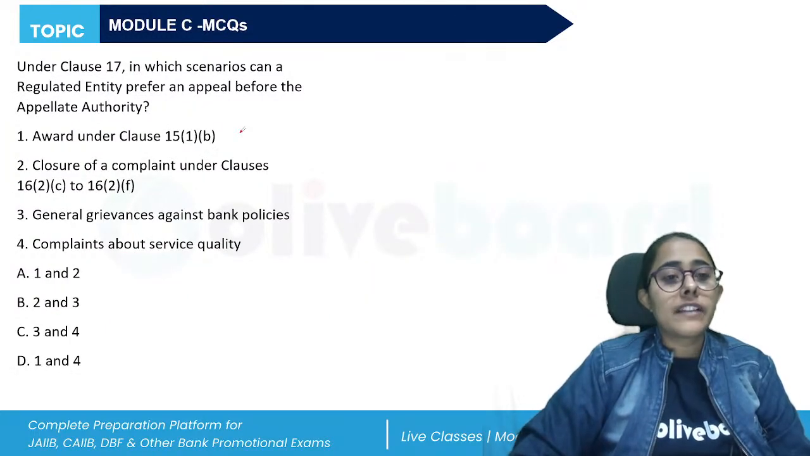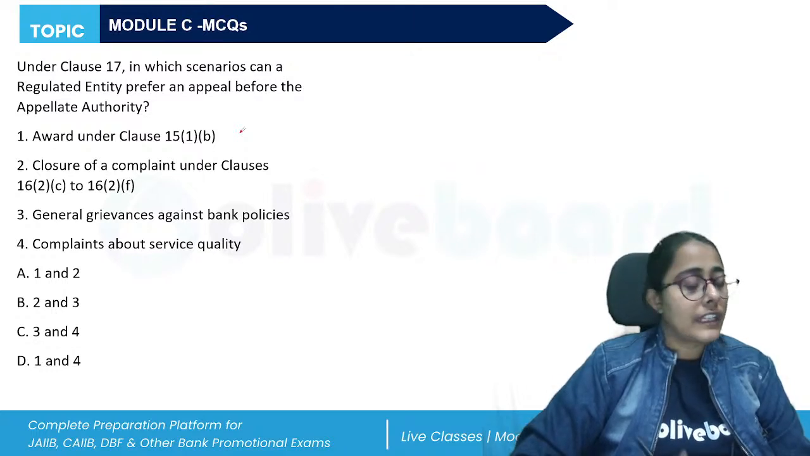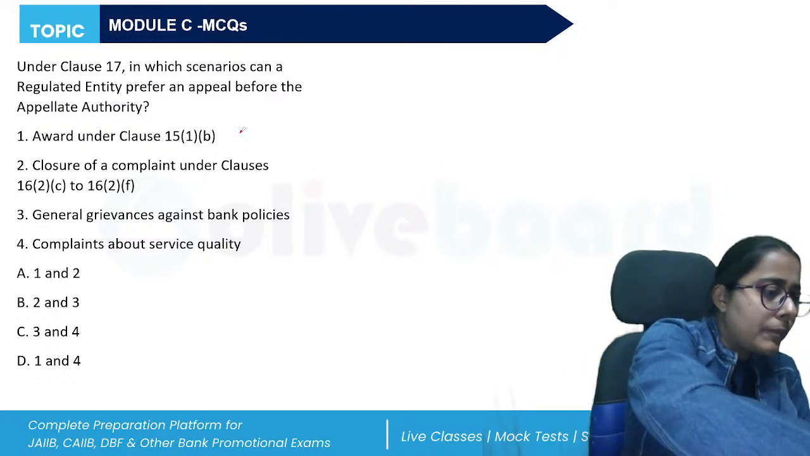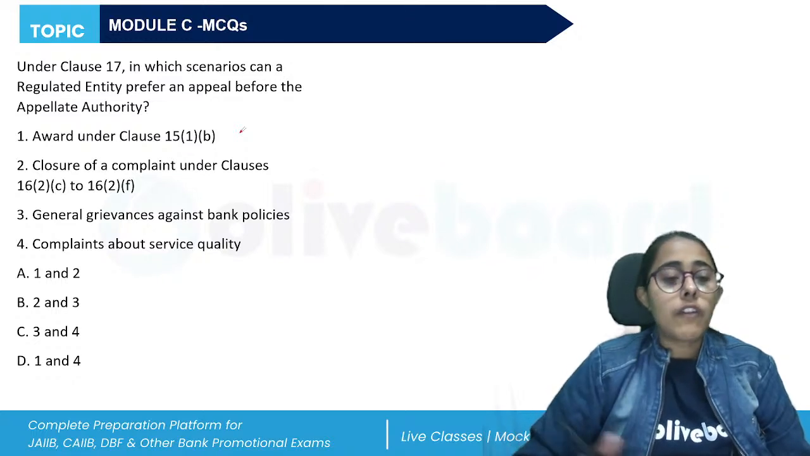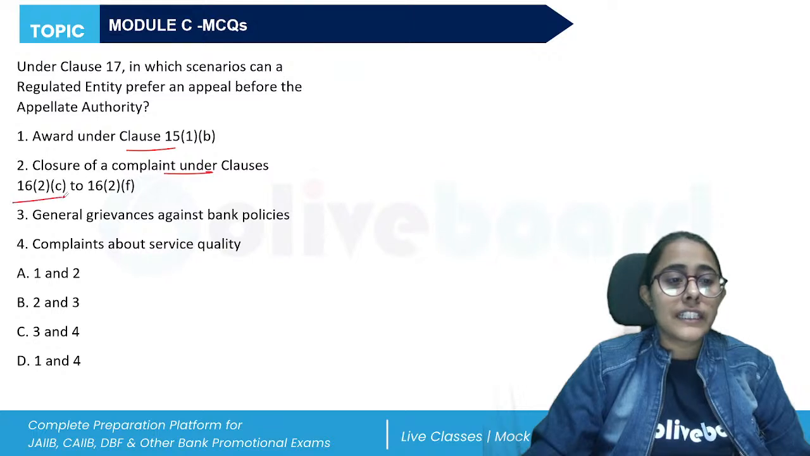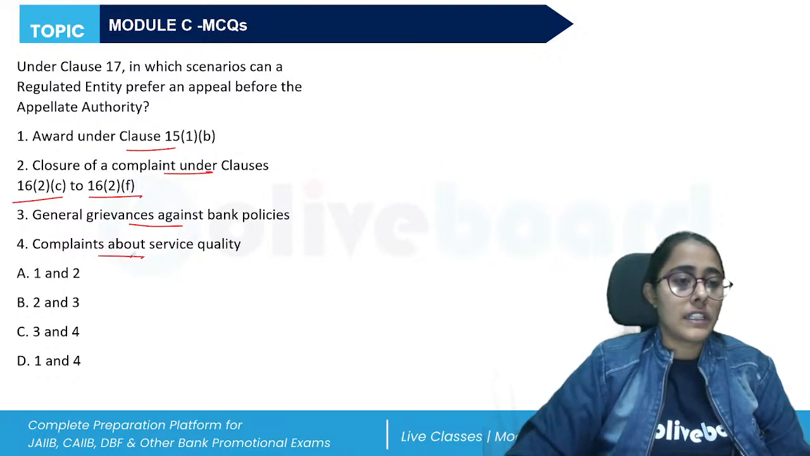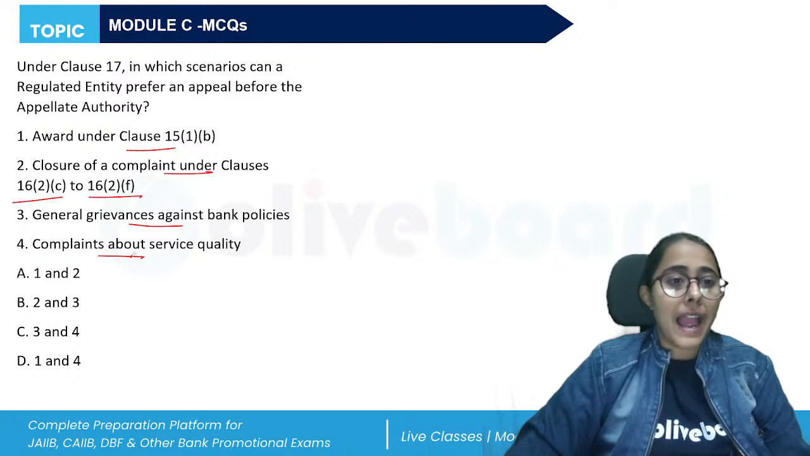Next, under clause 17, in which scenarios can a regulated entity prefer an appeal before the appellate authority? Now, if the regulated entity is not satisfied with the decision that was taken by the ombudsman, they can file an appeal. So, in which cases can they do so? Award under clause 15(1)(b), closure of the complaint under clauses 16(2)(c) to 16(2)(f), general grievances against the bank policies, complaints about the service quality. So in which of the following scenarios can the banks prefer an appeal before the appellate authority?